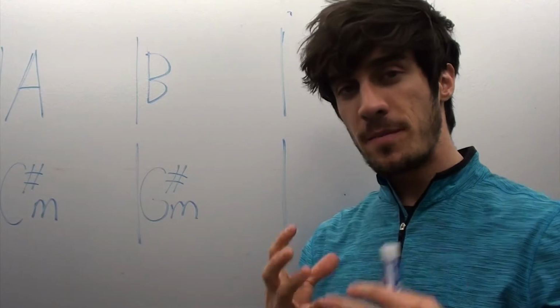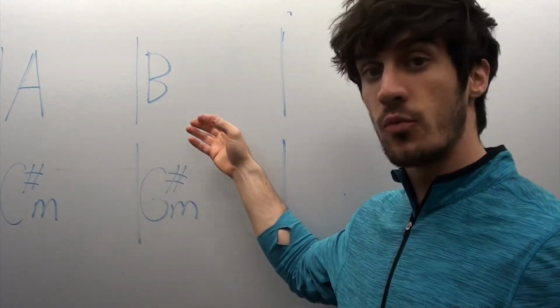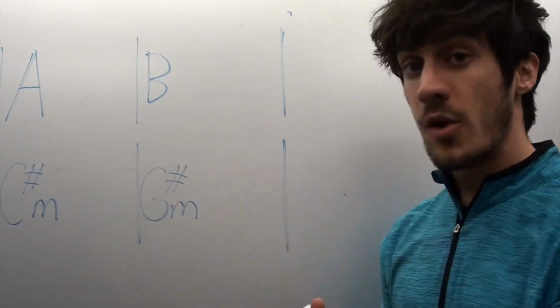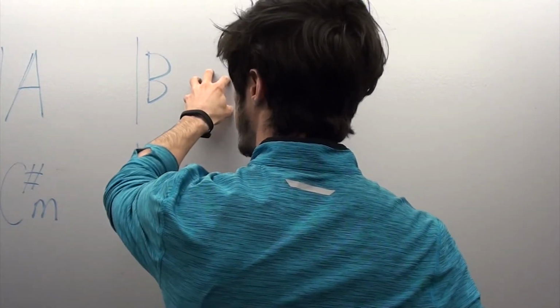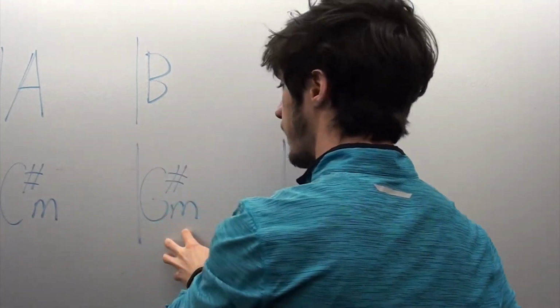Let's jump into it. The first thing that Charlie does in this song that makes it so successful is he uses a really great chord progression. We're in the key of E major. He goes from A to B to C sharp minor to G sharp minor.